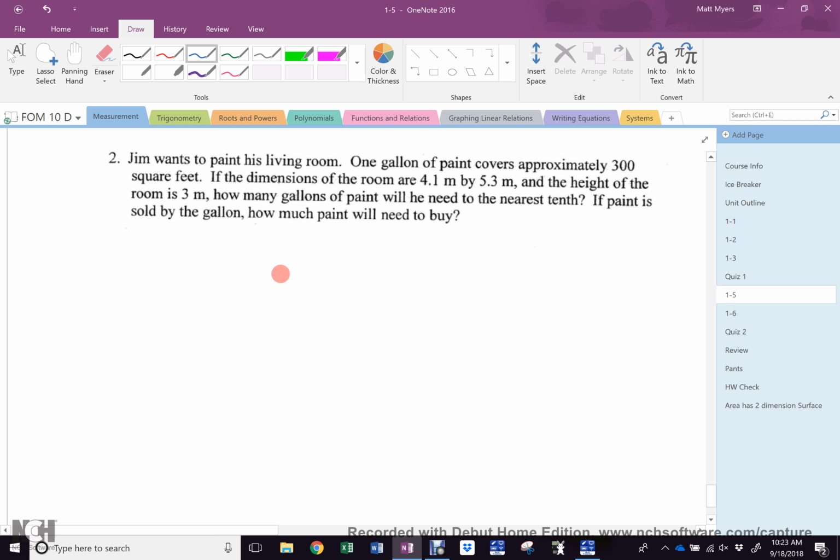Where in a room do you paint? The walls. Can you make an argument for the ceiling? Yeah. I'm going to make this easier on you. Just the walls. Now, I'm going to give you a warning. Read the question very carefully. You're only painting the walls, which means you're painting how many rectangles? 4. 2 of them are the same. The other 2 are different, yes? Everybody cool? Go. See if you can figure that out.